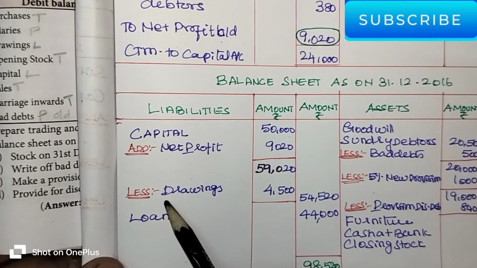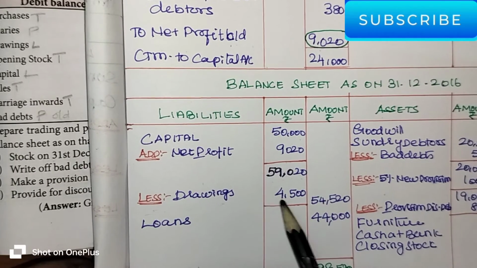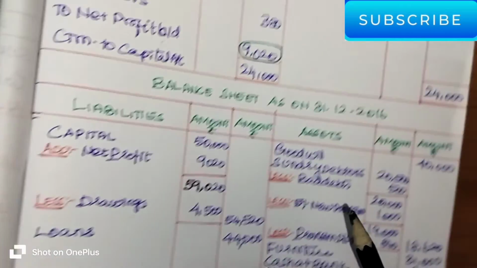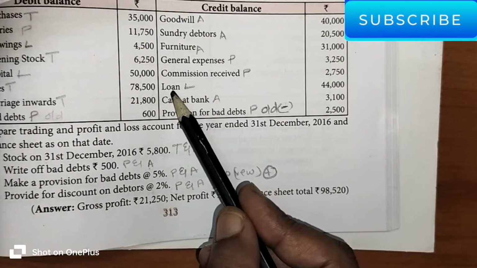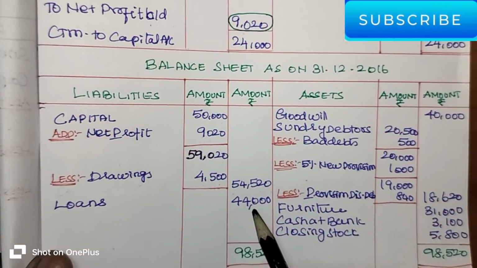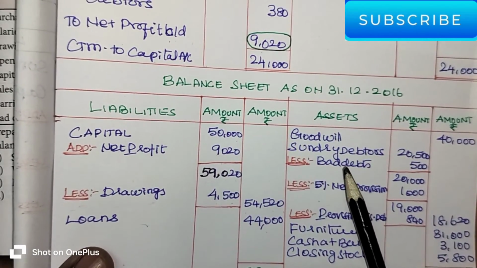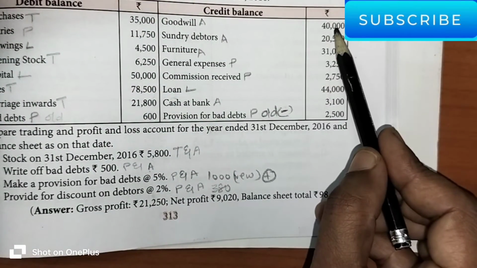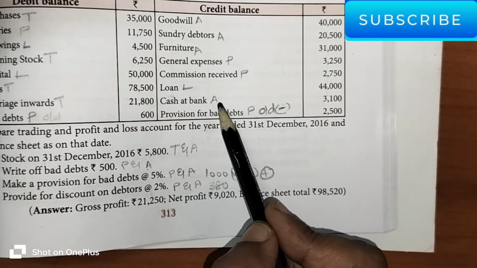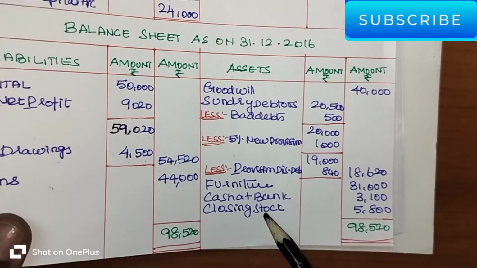With that we have a calculation, that is drawings. We have to subtract drawings 4,500, and we will get 54,520. And the loan liability, 44,000, we entered on the liability side. So all the items related to the liability side are entered. Then let's go to the asset side. Goodwill 40,000 entered, and furniture entered. Then cash at bank. So goodwill, furniture, cash at bank, and finally closing stock also entered.